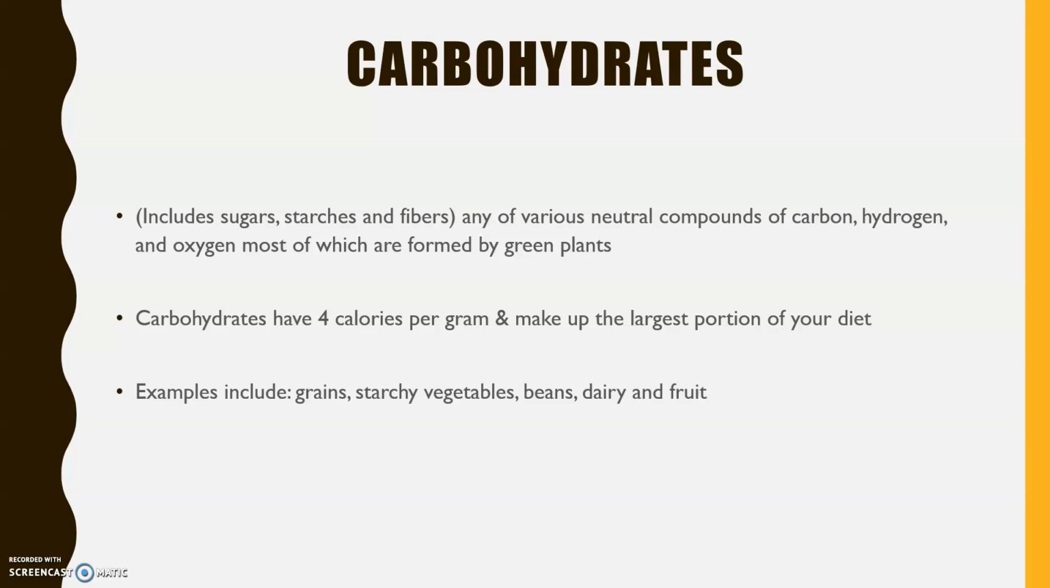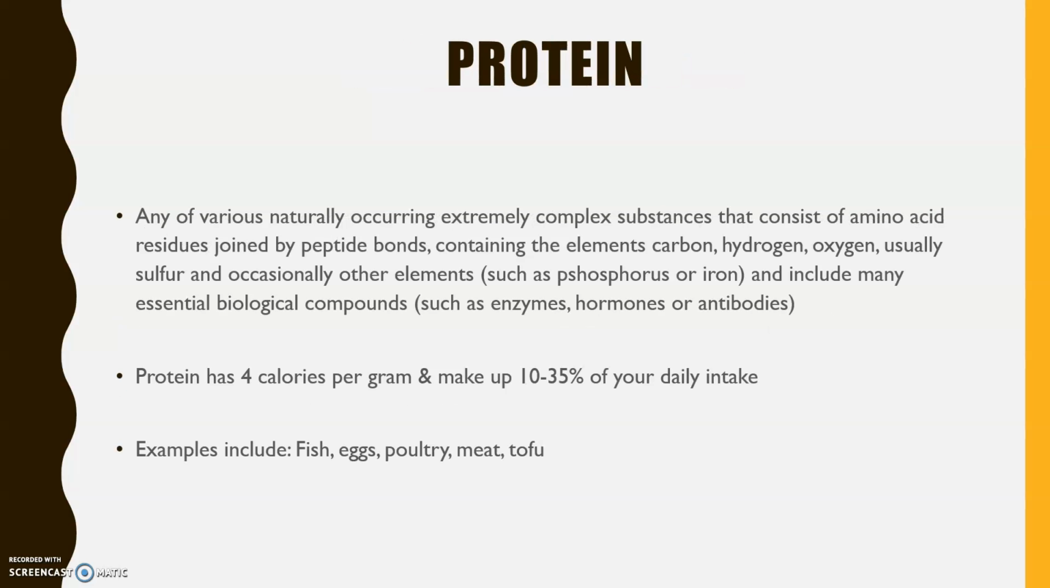The first one we'll cover is carbohydrates, which when most people think of carbs, they might think of pasta, potatoes, potato chips, or things like that. But there are also carbs in fruit, dairy, beans, vegetables, and grains. The definition in the dictionary is any of various neutral compounds of carbon, hydrogen, and oxygen, most of which are formed by green plants. Something to note is that there are 4 calories per gram with carbohydrates, and it makes up the largest portion of your diet. We'll go into the specific numbers in a little bit.